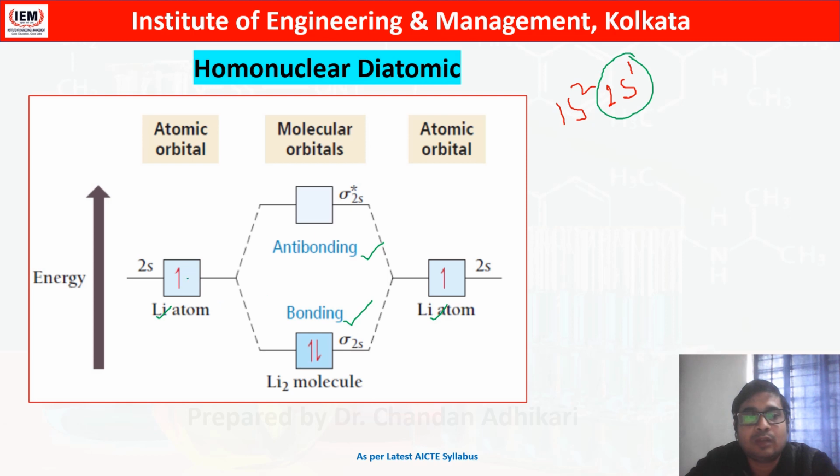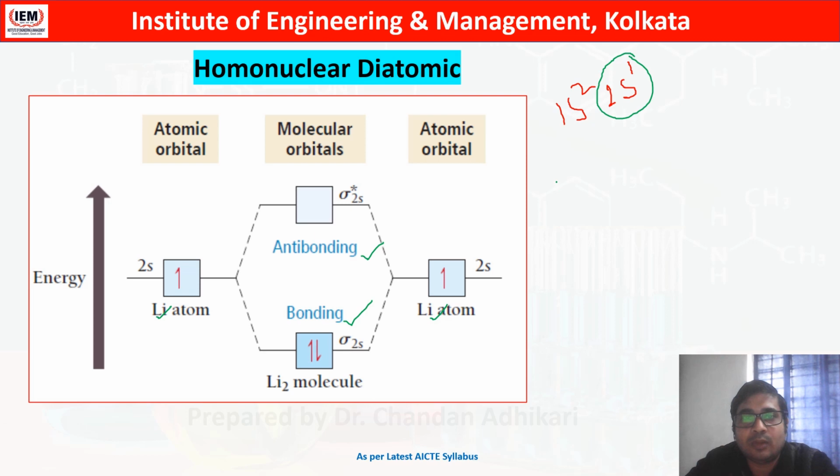So there are two electrons, one from this 2s and another from this 2s atomic orbital of the lithium atom. These two electrons will definitely occupy the bonding molecular orbital, and the anti-bonding orbital will be empty. So this is the molecular orbital diagram of the Li2 molecule.